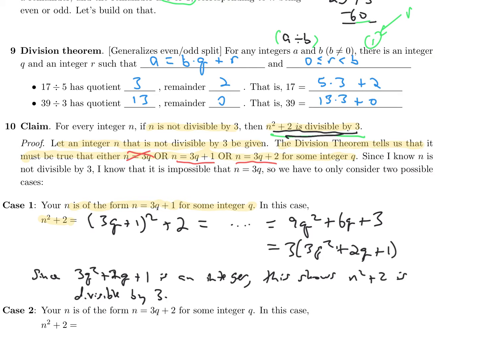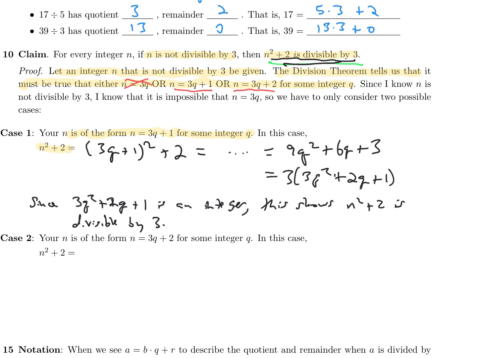N equals 7 falls into that category. Other numbers n that aren't divisible by 3 could be things like 8 and 11. Those are different because if you try to divide them by 3, you get a remainder of 2. And so that's what we're addressing here.